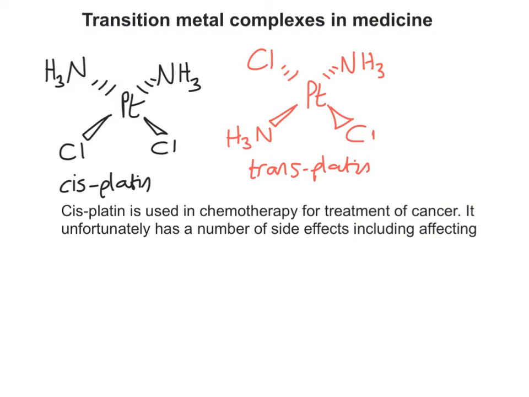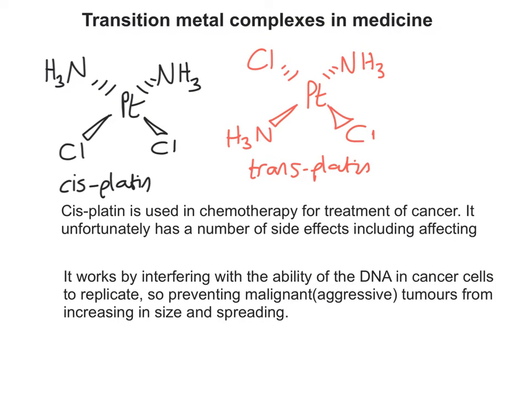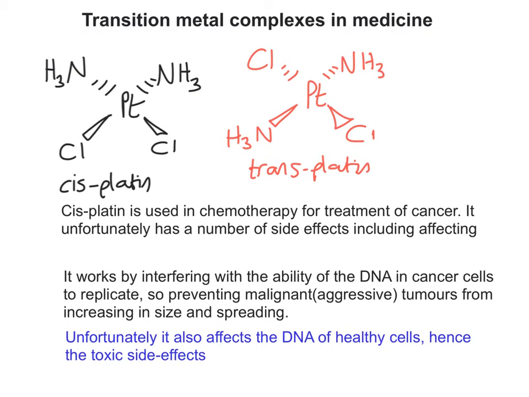So an example of transition metal complexes in medicine would be cisplatin. It's used in chemotherapy for the treatment of cancer, and it unfortunately has a number of side effects on healthy cells, including affecting the nervous system and the sense of hearing. What it does is it interferes with the ability of the DNA in cancer cells to replicate, and therefore prevents the malignant tumours from increasing in size and spreading. But although it's very effective at doing this, it's also very effective at affecting healthy cells, and that's where the toxic side effects come from.